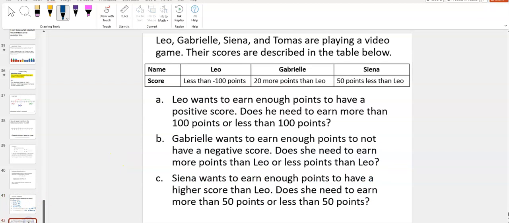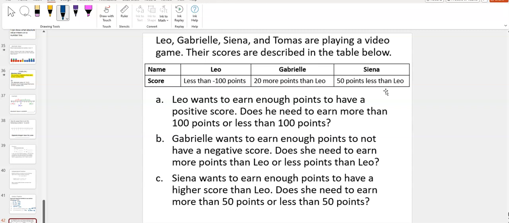All right, last thing that you're going to do, we have one more word problem here that has to do with Leo, Gabrielle, Sienna, and Tomas. They're playing a video game, and these are their scores right here in this table. You're going to answer these questions below based upon the table. Leo wants to earn enough points to have a positive score. Does he need to earn more than 100 points or less?